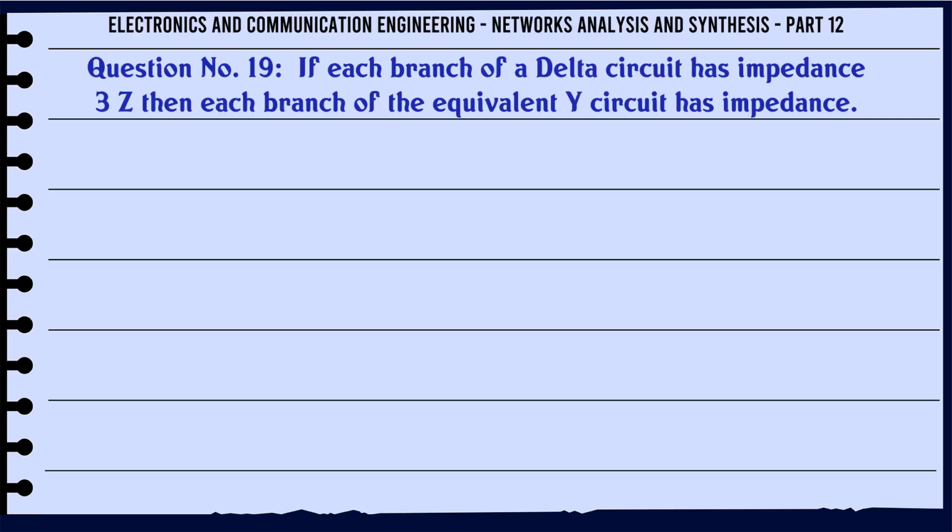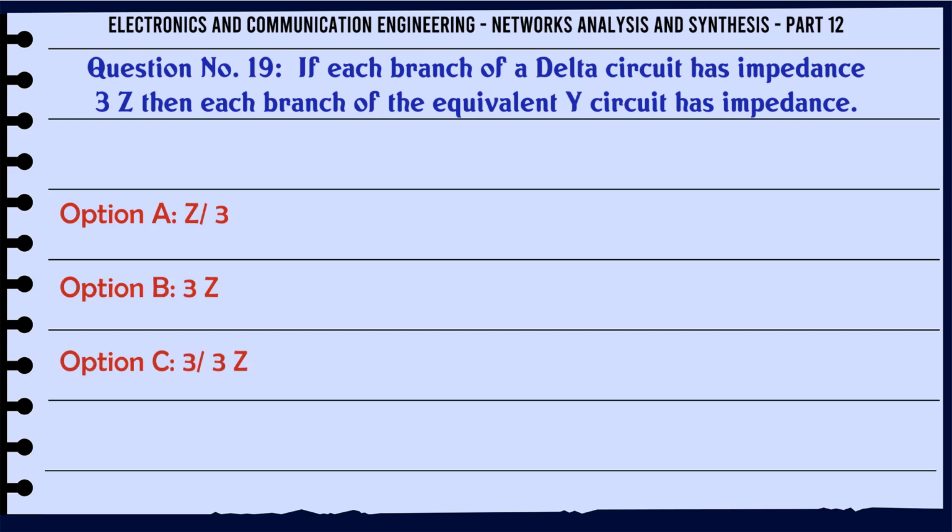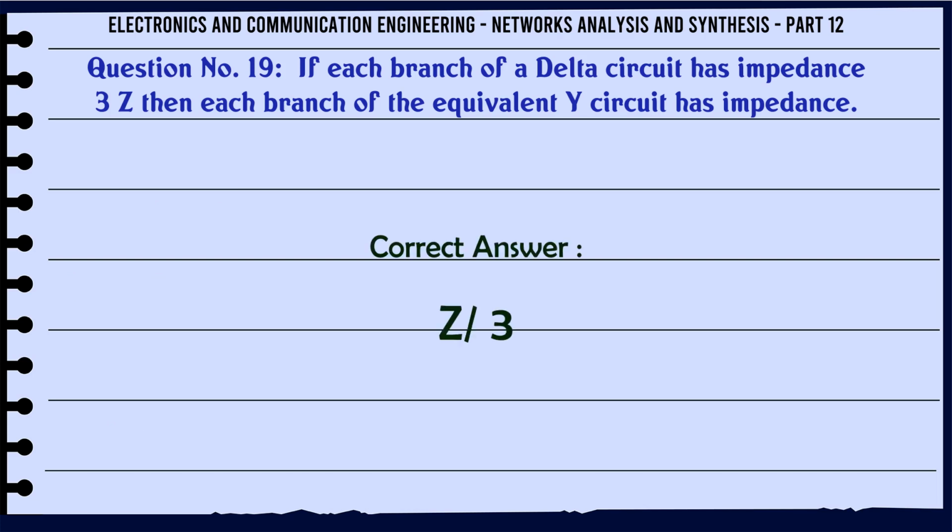If each branch of a delta circuit has impedance 3Z, then each branch of the equivalent Y circuit has impedance: A, Z/3; B, 3Z; C, 3√3 Z; D, Z√3. The correct answer is Z/3.